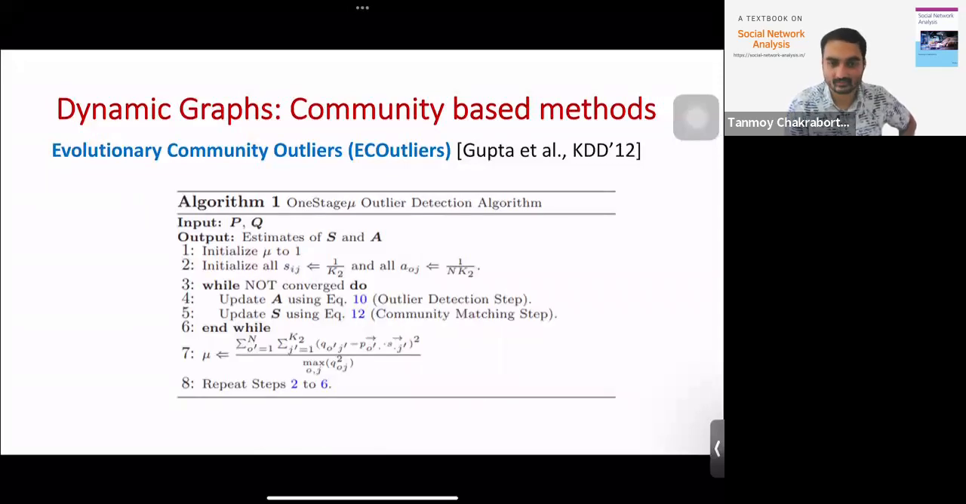And you basically keep on updating things one by one, right? You update until you converge. Now this is the overall algorithm. So your task is to estimate S and A, right?